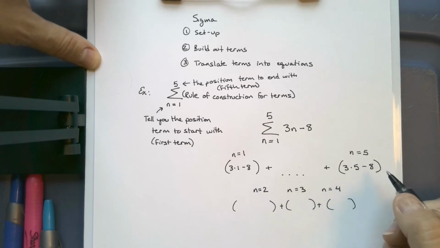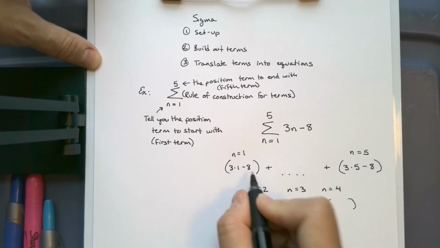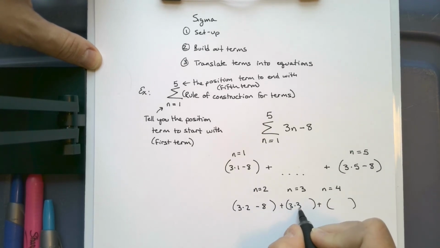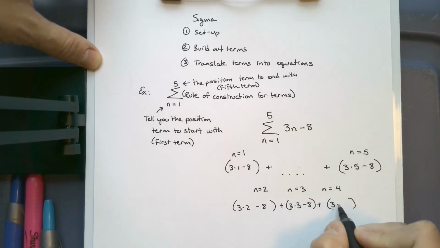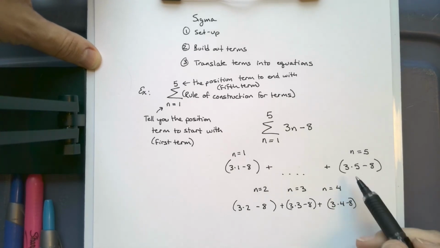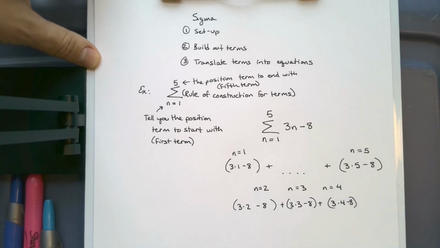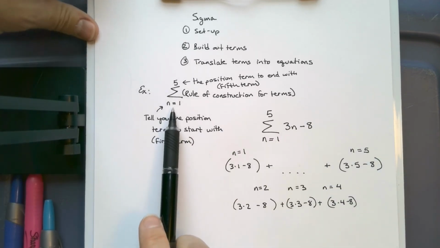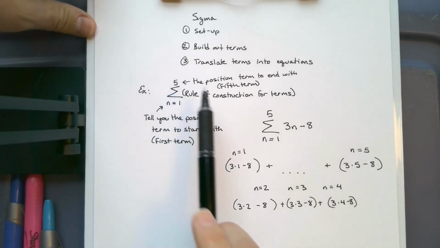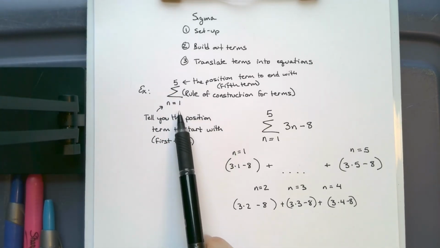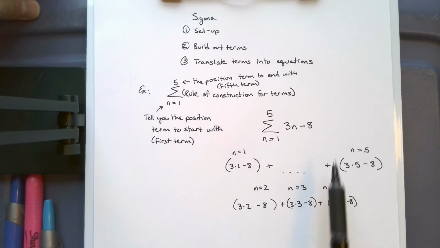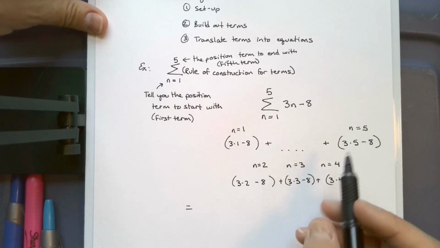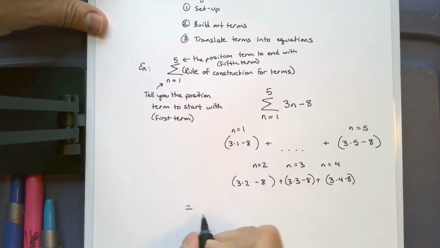So all of this goes together to say 3 times 1 minus 8, 3 times 2 minus 8, 3 times 3 minus 8, 3 times 4 minus 8, and then 3 times 5 minus 8. So the setup for sigma is very straightforward. You begin with this position, you end with this position, and then you use this position number in the rule to create your terms.